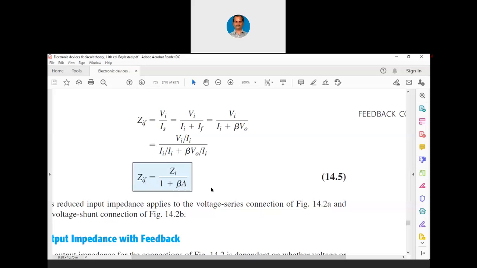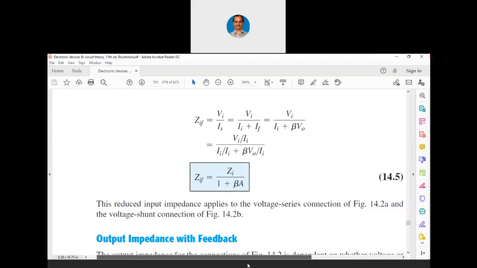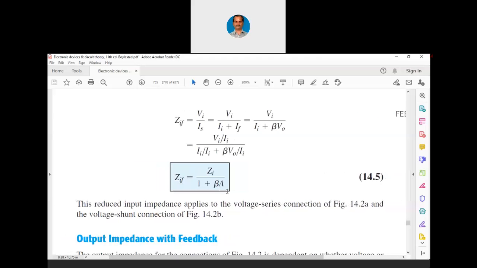Now you can see here, what happened? The input impedance got reduced by the same factor 1 plus A beta, because the factor 1 plus A beta is coming in the denominator. So what does this mean? Whenever we have shunt connections, the input impedance is going to be reduced. Now you may wonder, if the input impedance is going to be reduced, what is the use now? Because ideally we want the input impedance to be increased.